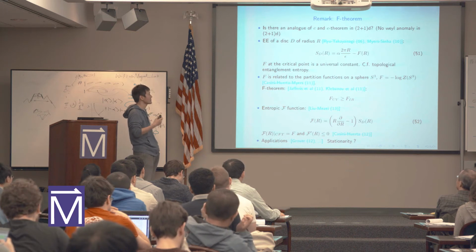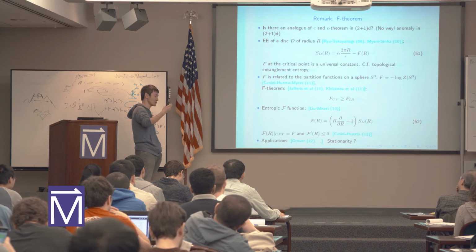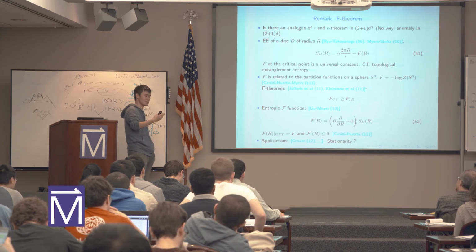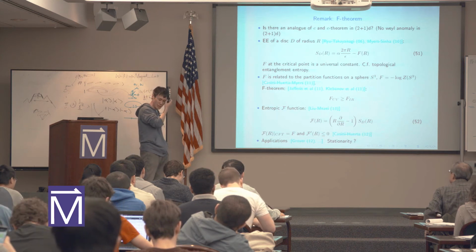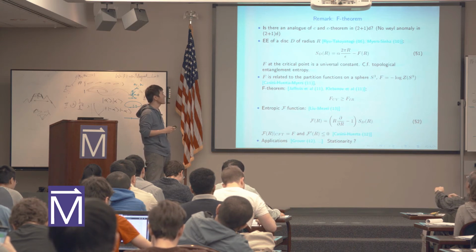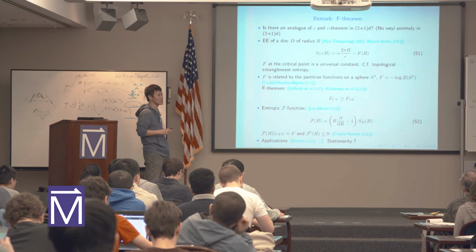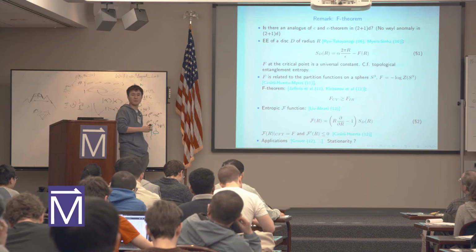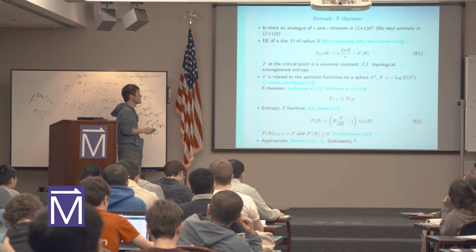Okay, so that's the story at the critical point. People thought this may be used as an analog of central charge. We may be able to use this universal constant to distinguish different conformal field theories. Away from the critical point, this part is not a constant number anymore, but depends on the size of the subsystem R. So it's pretty much like the entropic C function story.